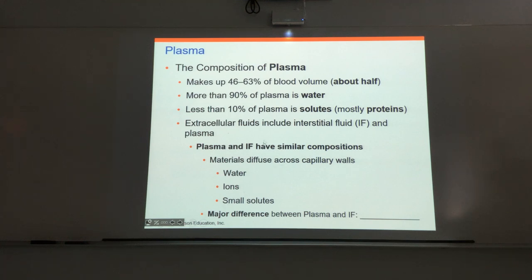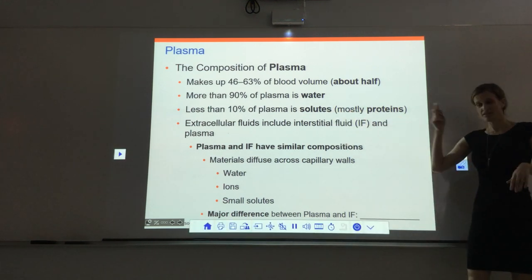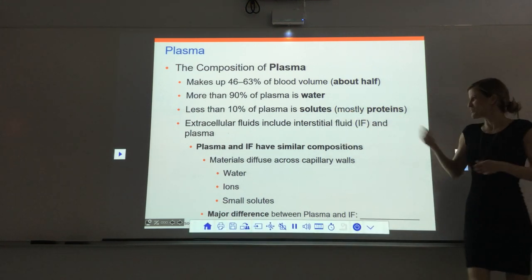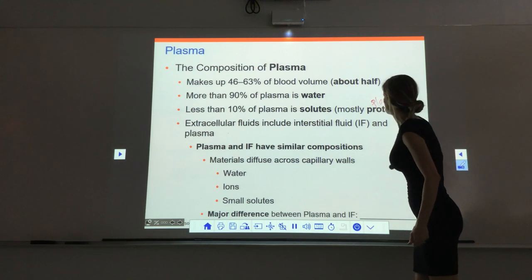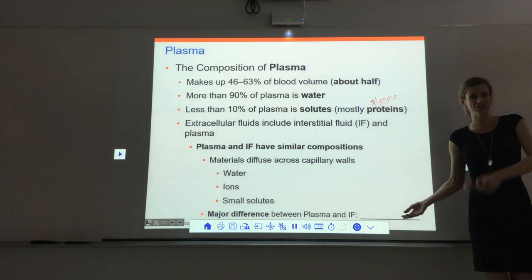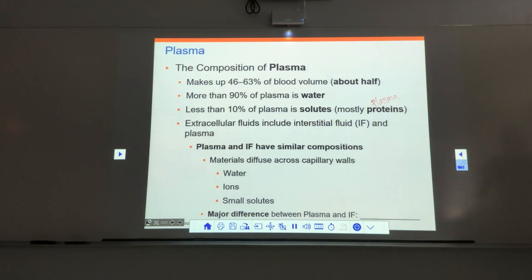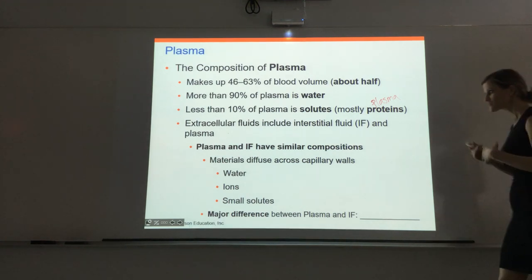And we said that the plasma, again, is mostly water. It's less than 10% solutes, and when we look at those solutes, most of them are proteins. We specifically call these plasma proteins because they're proteins that are dissolved in the plasma. They're proteins that are in the bloodstream, and they stay in the bloodstream. For the most part, they will not leave the bloodstream.